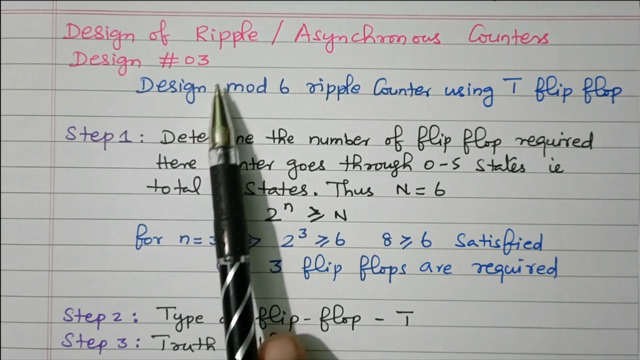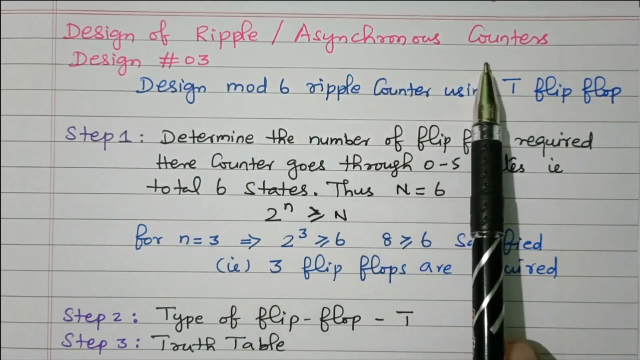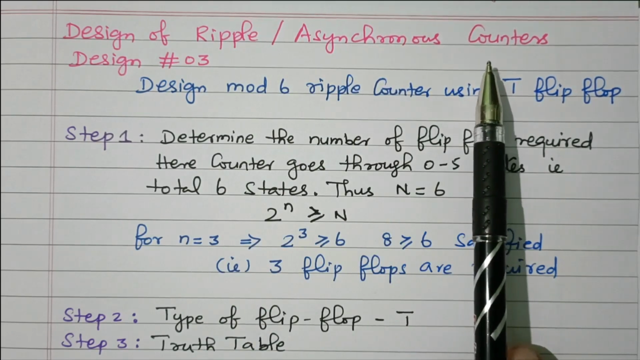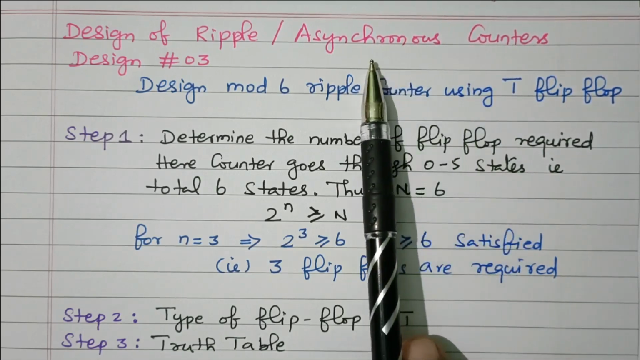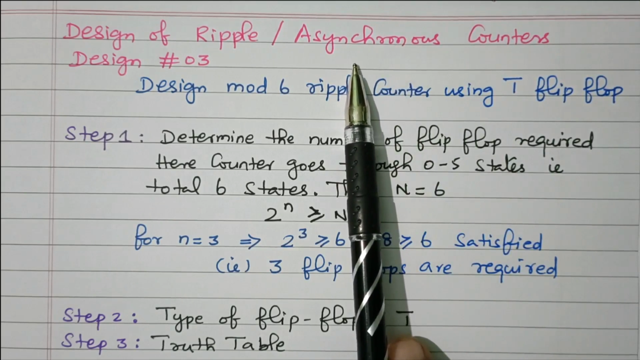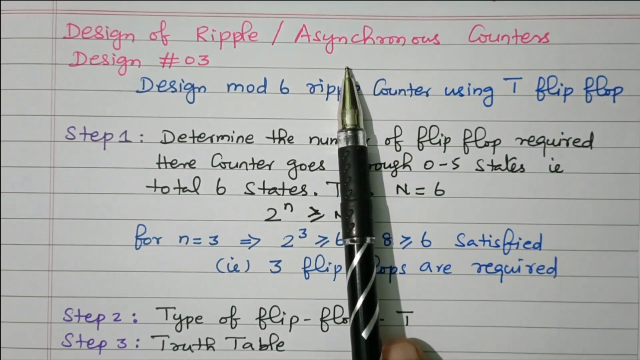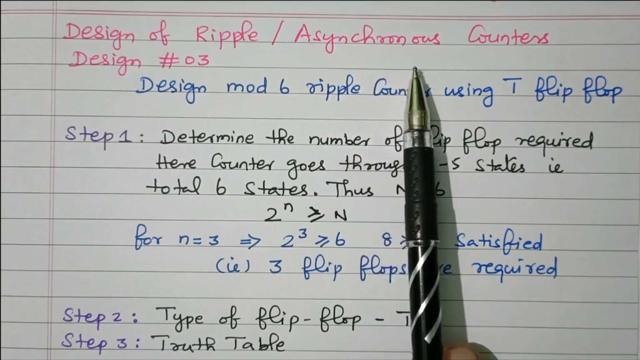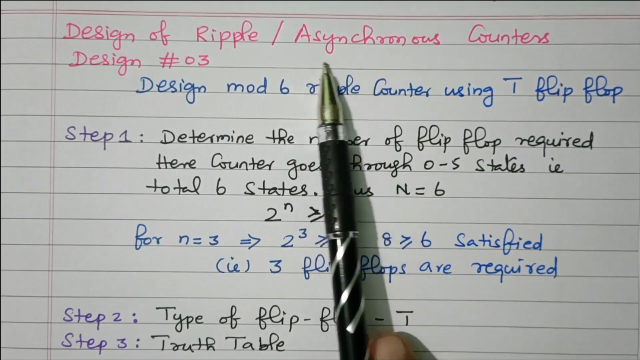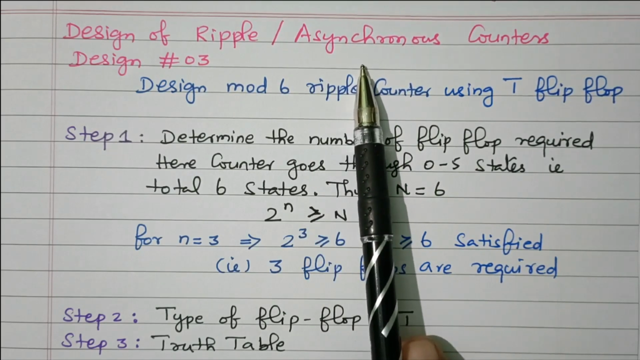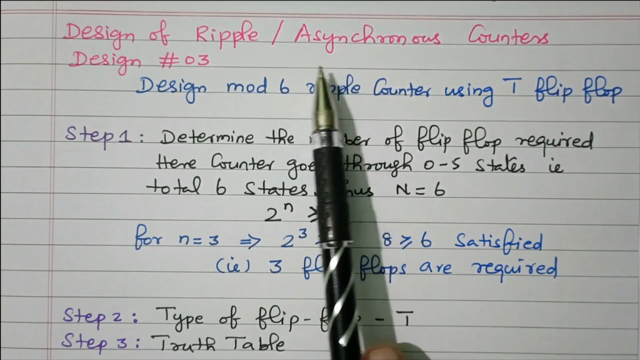Now we'll go to the topic, ripple or asynchronous counter design. We know that a counter is made up of flip-flops. Flip-flop is the storage element. Asynchronous counter means the clock signal is given to the first flip-flop, and the output of the first flip-flop is given to the clock pulse of the second flip-flop. Like that it is connected. So the operation is not synchronized, so that is called an asynchronous counter. Synchronous counter means all the flip-flops receive the same clock pulse.